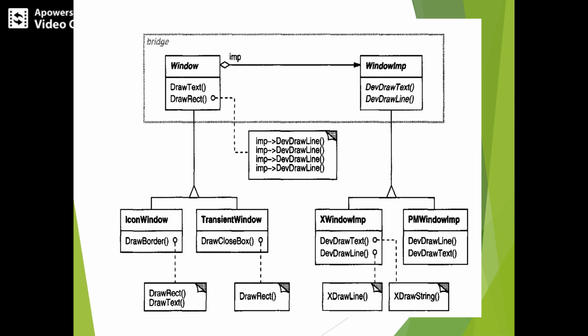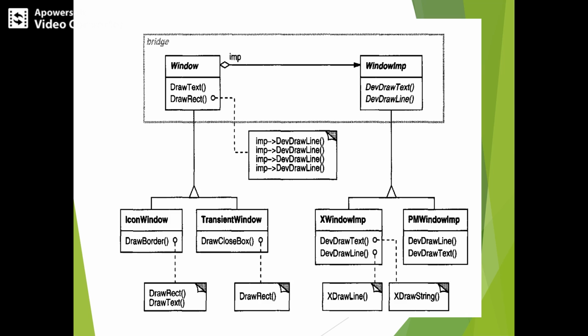So the Window has two operations here: DrawText and DrawRect. When you call these operations, they will call the implementation, that is the device operations: DevDrawLine, DevDrawLine, and so on. So when you call the rectangle operation like this, all the methods will get executed.